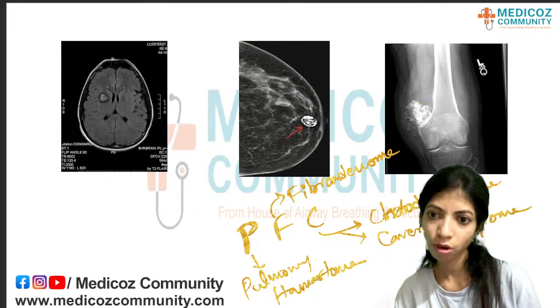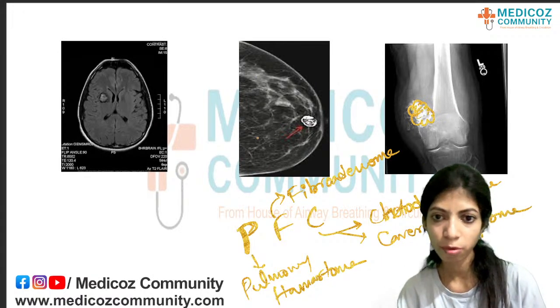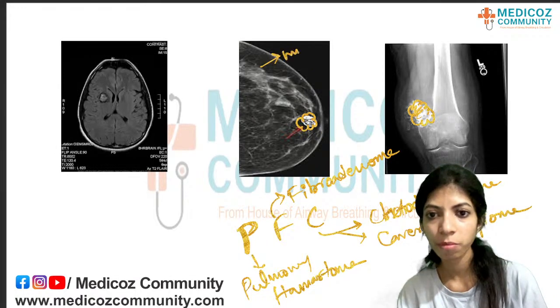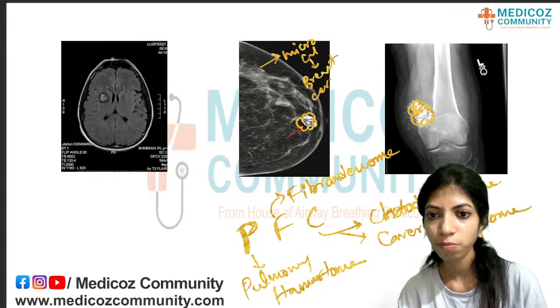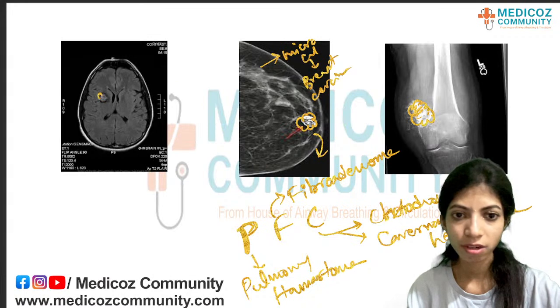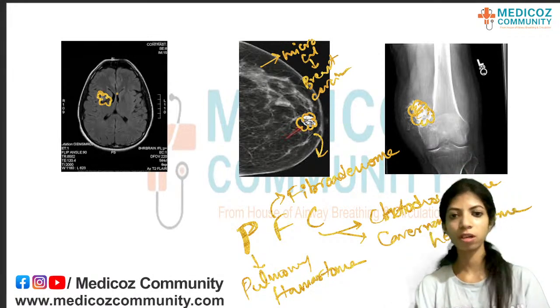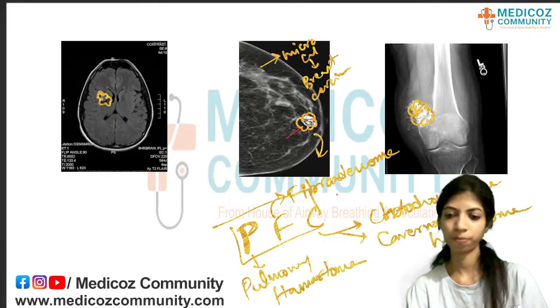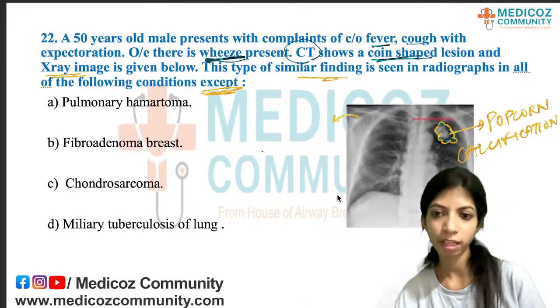So see, this is your chondrosarcoma where you have this popcorn shaped calcification, and this is your mammography finding of fibroadenoma where you have this popcorn shaped calcification. And here you remember, where do you see the microcalcifications? Microcalcifications indicate breast carcinoma, whereas popcorn shaped calcification indicates fibroadenoma. Okay, and this is your cavernous hemangioma where you see popcorn shaped calcification in your brain. So remember the mnemonic PFC for popcorn calcification.